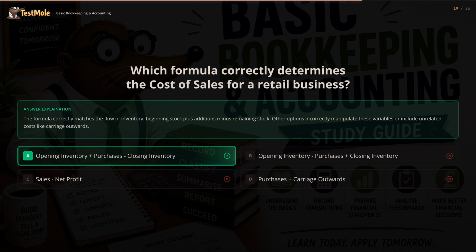The formula correctly matches the flow of inventory, beginning stock plus additions minus remaining stock. Other options incorrectly manipulate these variables or include unrelated costs like carriage outwards.